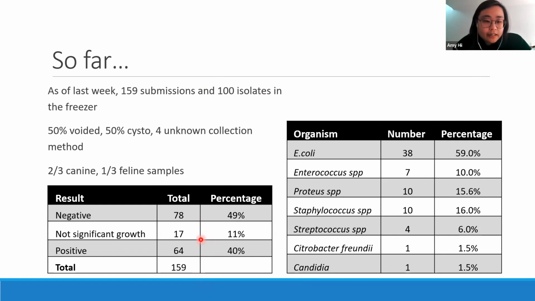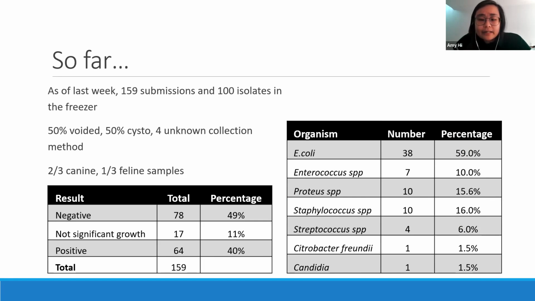Out of these 159 submissions, we've got 49% of them which came back as negative or no growth, and 11% that were considered not significant growths, and 40% positive. This is a breakdown of the isolates by species. We've got 59% E. coli, and quite a few Proteus and Staphs, and Enterococcuses. We did get 1 Candida, and this was from a diabetic cat. Keep in mind that these percentages do not add up to 100%, as there are some samples that have more than 1 isolate, so this would be over 100% if you added them up.